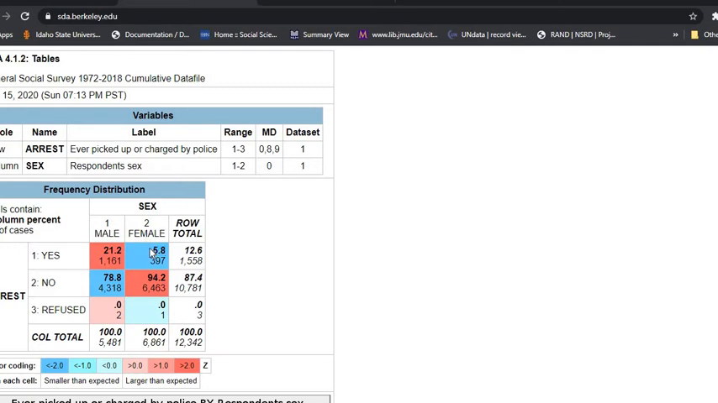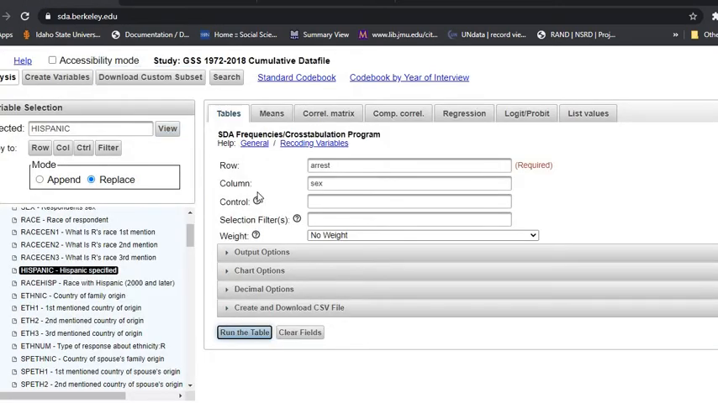It's a big difference. That's the main thing that we want to get from this cross tabulation table. We want to find out, is one group more likely than the other group, right? And indeed, you see that that's the case. Let me back up and do one more example of this sort of thing. Let's stick with sex.